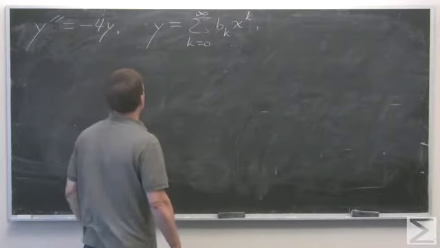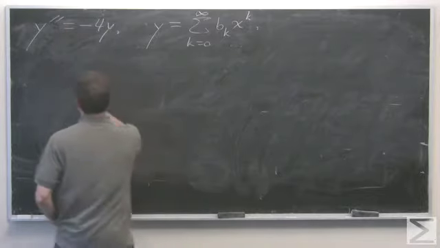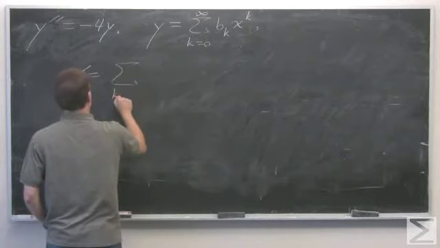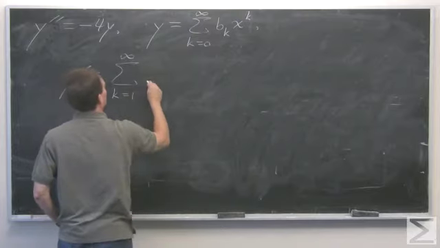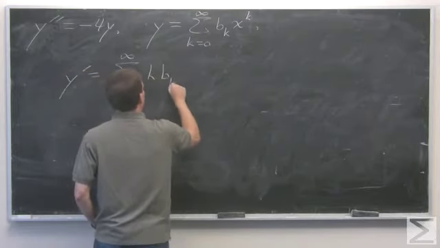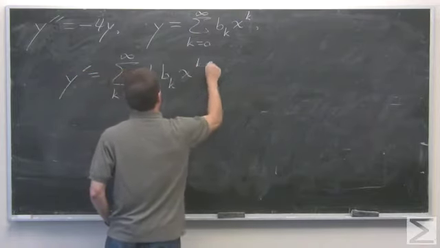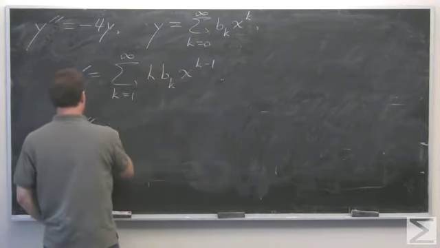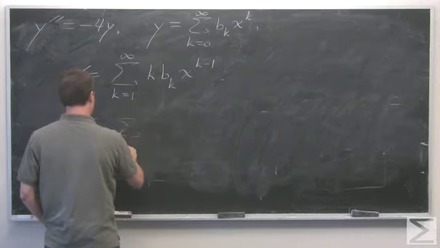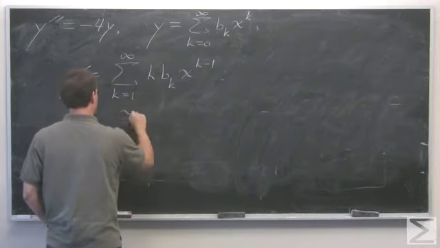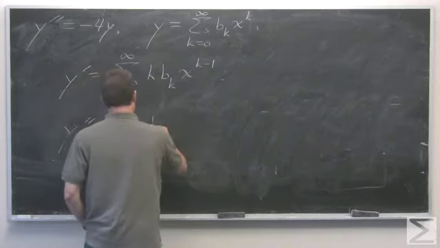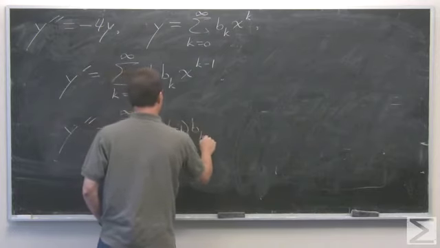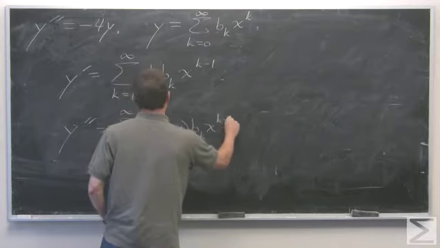Well, you take the second derivative. So that's easy. Y prime is the sum, you start at 1 again, the sum as k goes from 1 to infinity of k, b sub k, x to the k minus 1. Differentiate again, y double prime. Now you start at k equals 2. K equals 2 to infinity of k times k minus 1 times b sub k times x to the k minus 2.